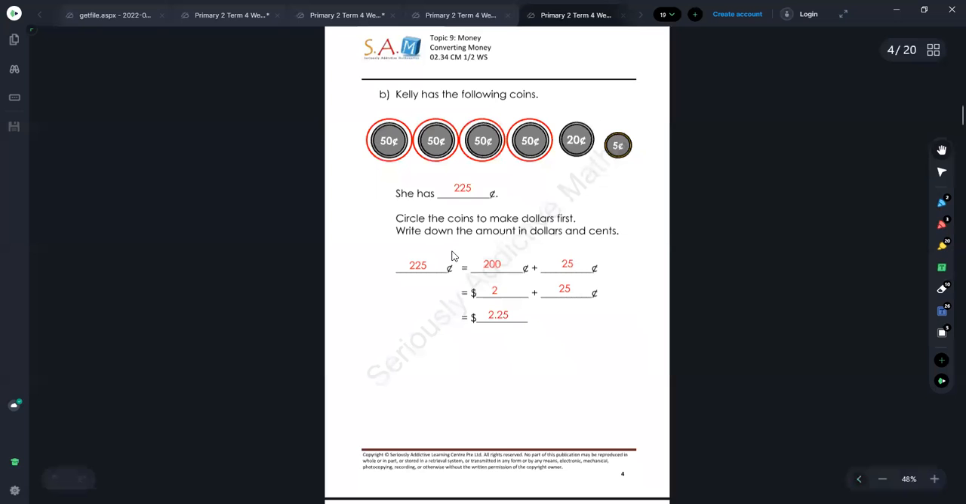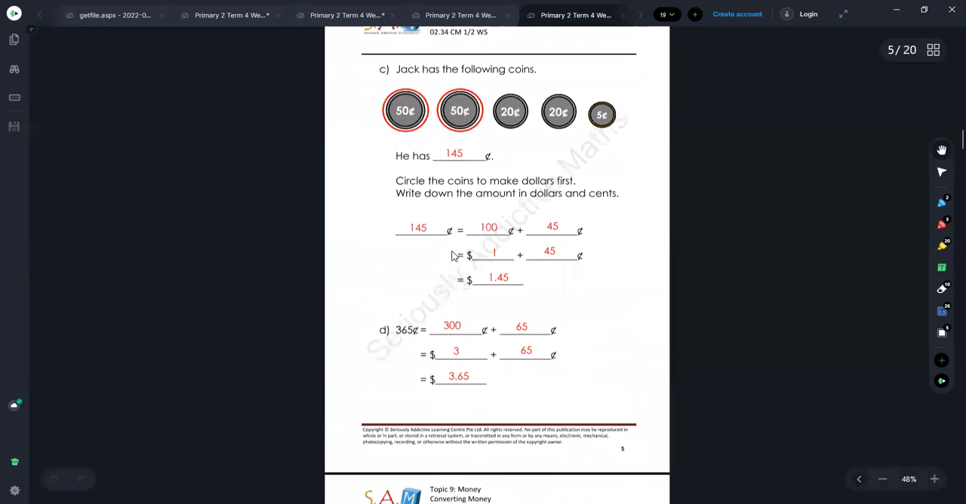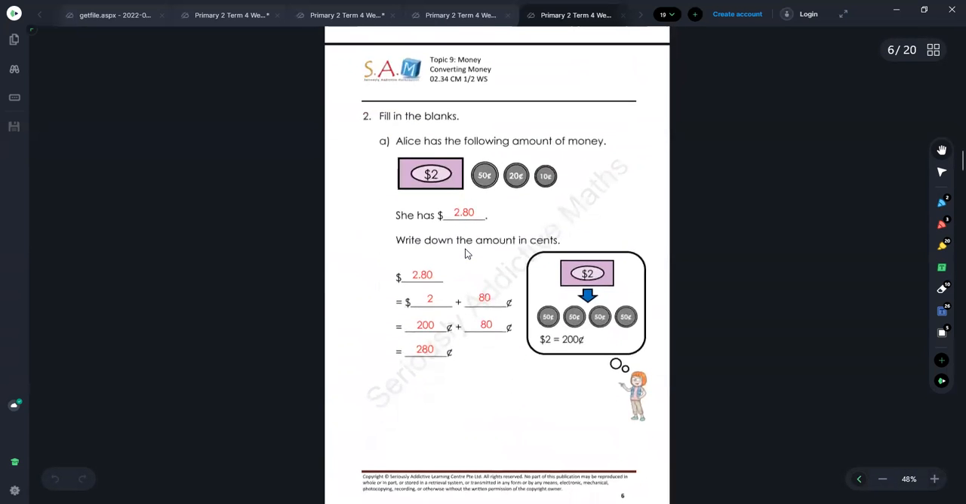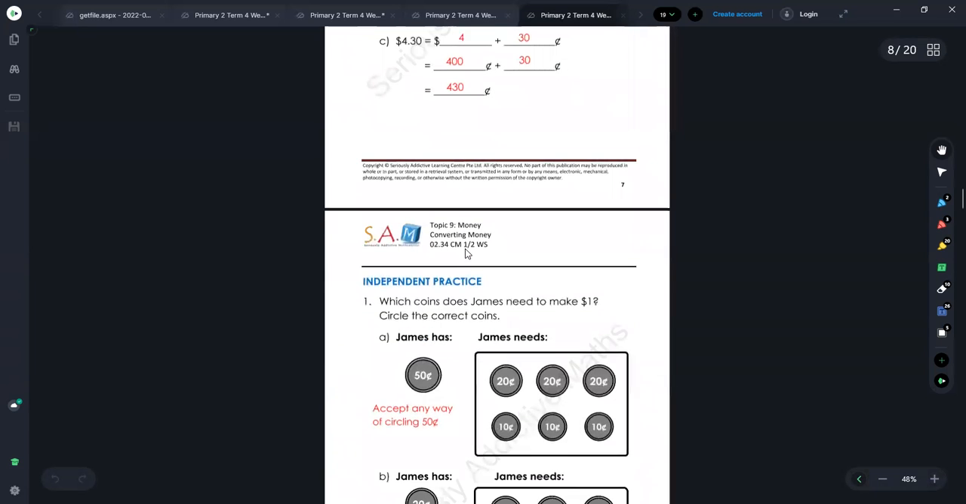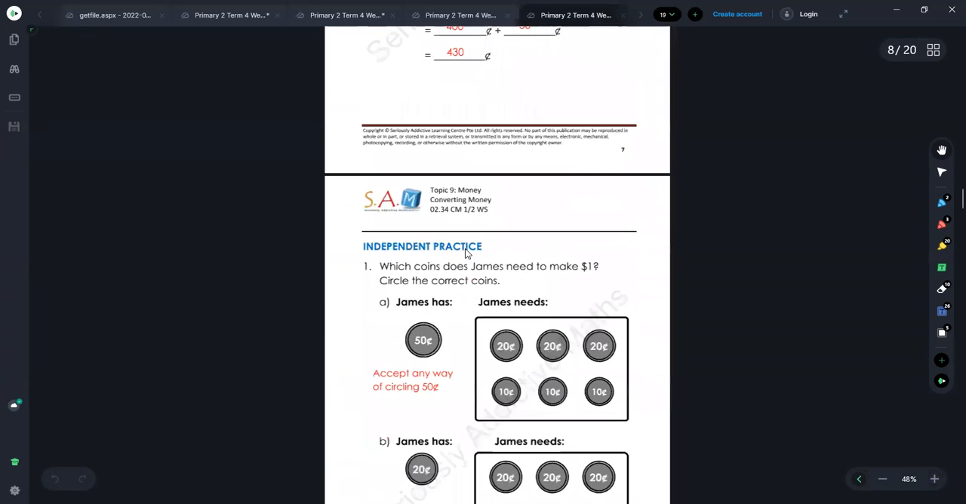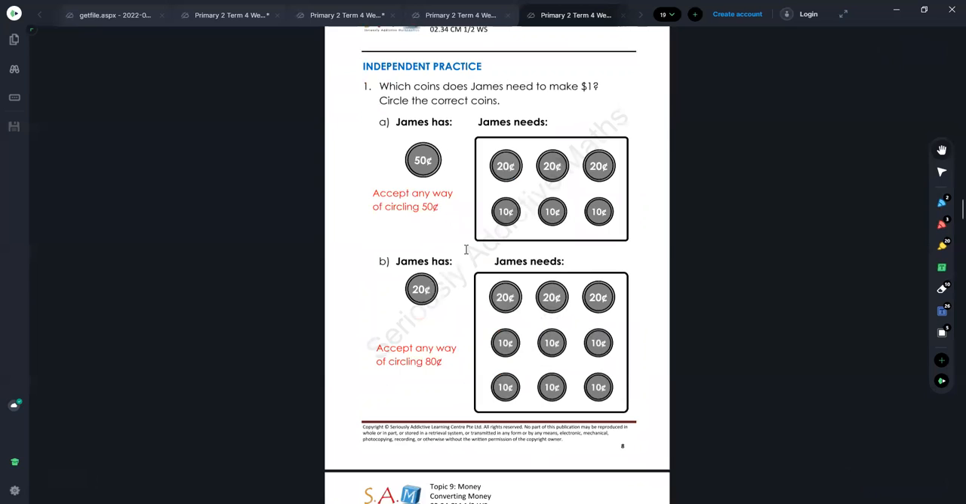Make sure you do all the guided practice so they understand how they can break up the value into cents and dollars, or in some cases, convert it into just cents. I think the guided practice is more than enough for them to do. And then after that, let's see how many different ways to make a dollar, but ask them only for one way.